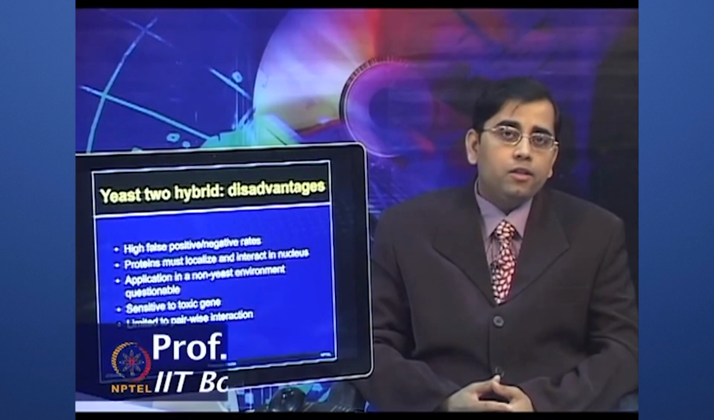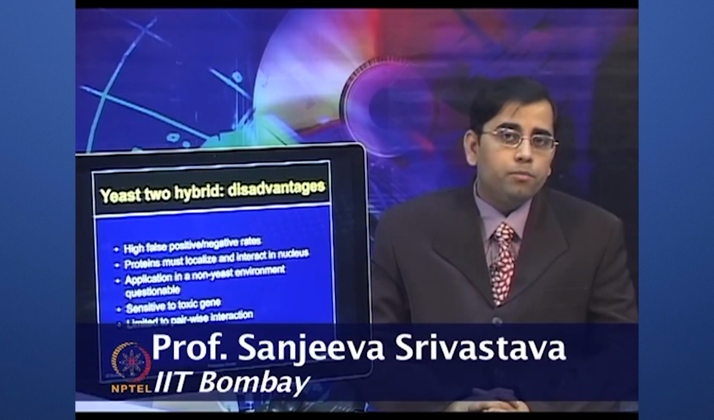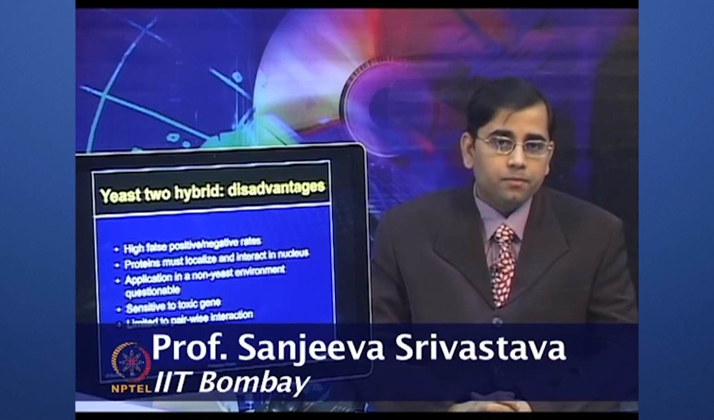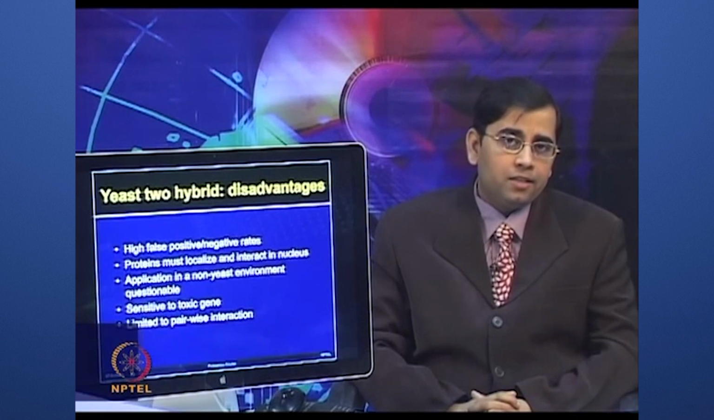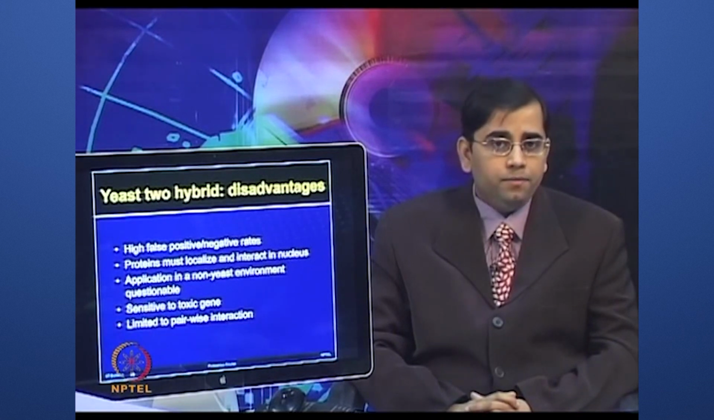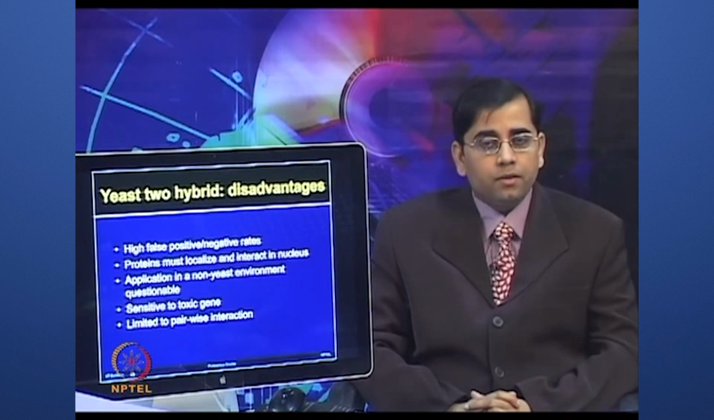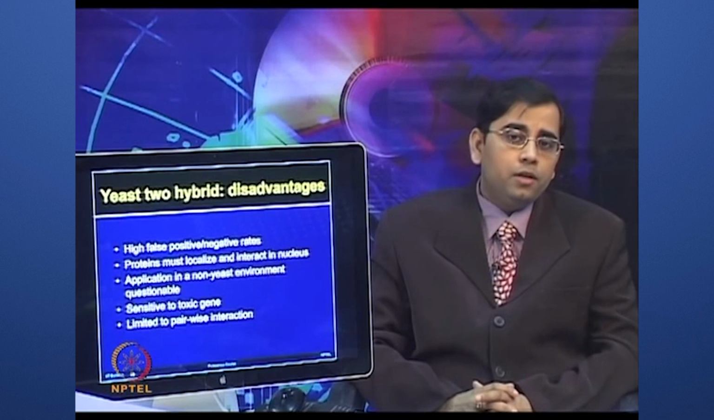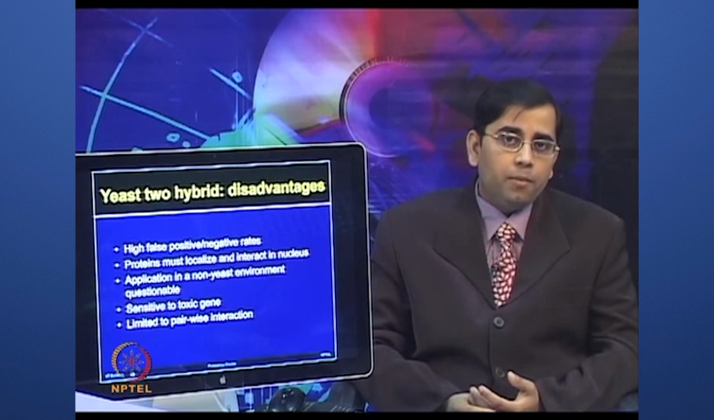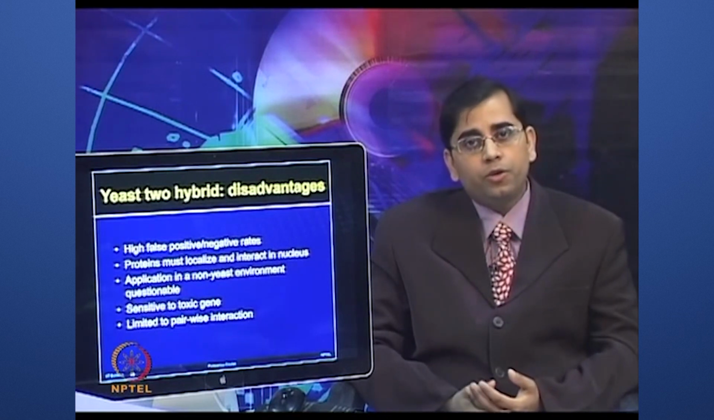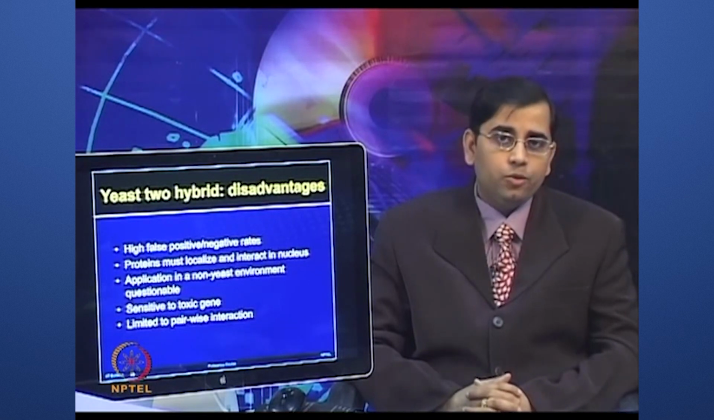Application in a non-yeast environment is also questionable, because the system is mostly used in yeast. The protein folding, if you are aiming for studying the mammalian system, is not guaranteed, and it is also quite sensitive to toxic genes. Finally, it is limited to pairwise interactions. So, if you have a fair idea about the molecules which are potentially interacting, then you can use the pairwise study by using yeast two-hybrid.